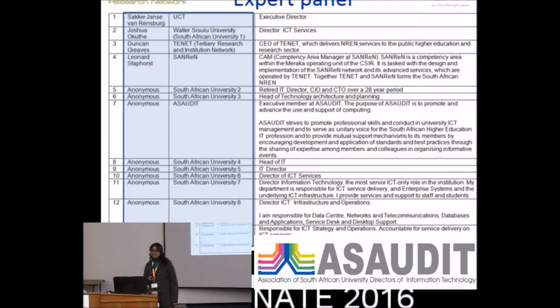That's Saki, Joshua, Duncan, and Leon from UCT, Walter Sisulu, Tenet, and SANREN. The rest of them were the IC directors at the universities, but they all chose to remain anonymous. But in total, there were 10 universities.